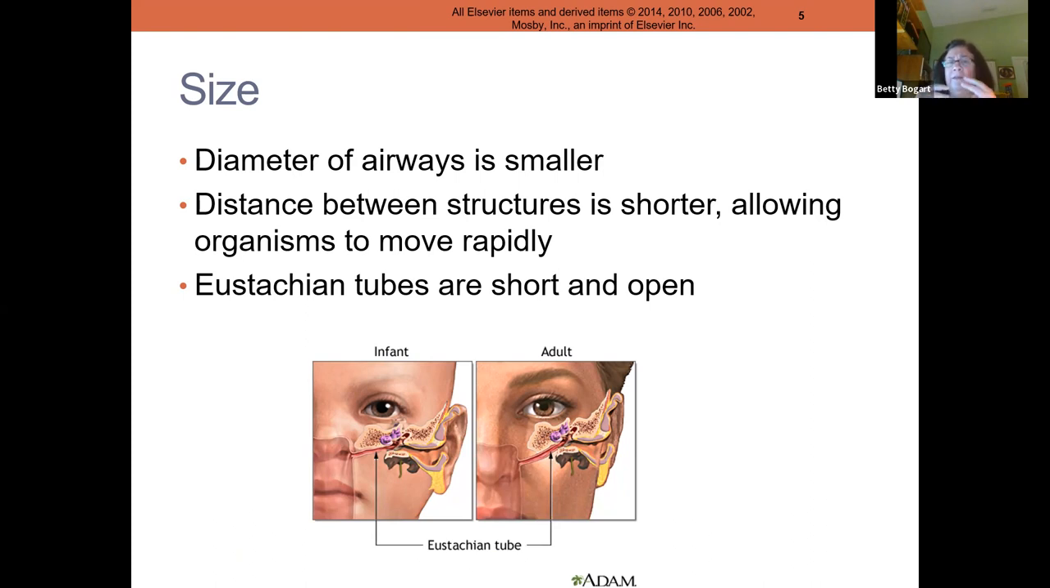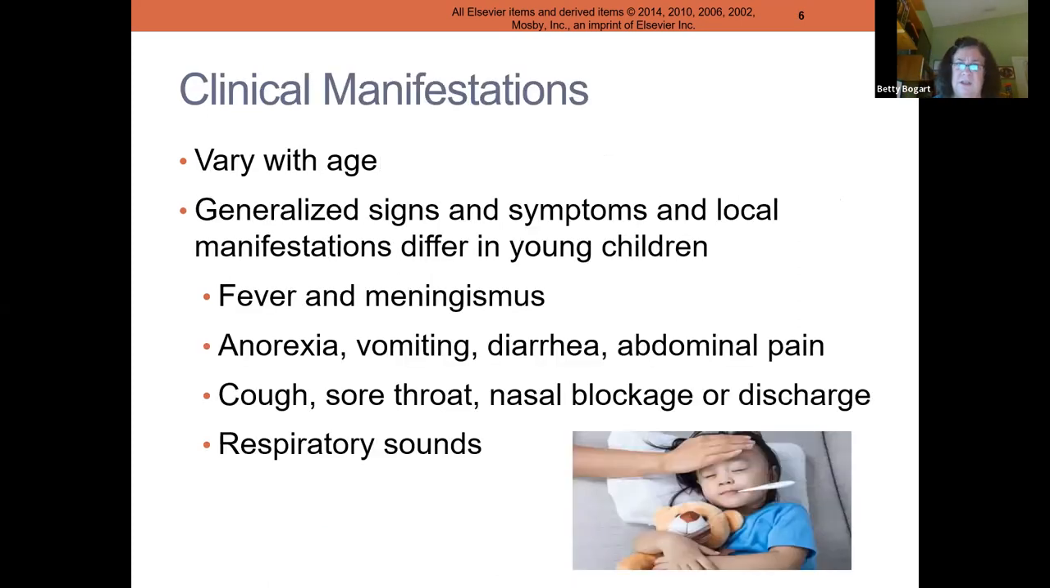Well, the airways are small, so mucus doesn't go down. And everything's really close together. So the mucus goes up into their ears and they don't blow their nose well either. So it sits there. Where does it go? Least resistance, up into the ears. And that's why they get a lot of ear infections.